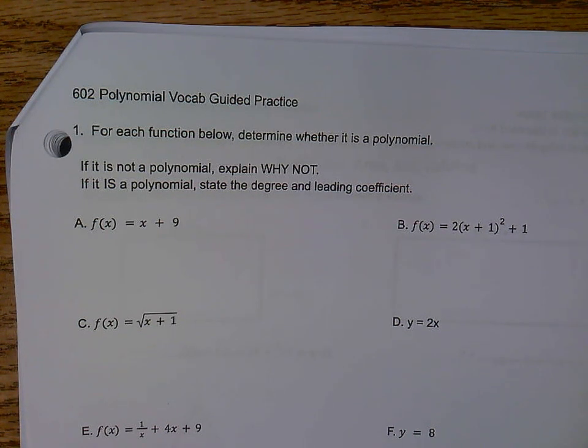Right? The leading coefficient is 1. Because it's the biggest term. The biggest term wins. 2 for the degree, and then 2 is the number that comes in front.